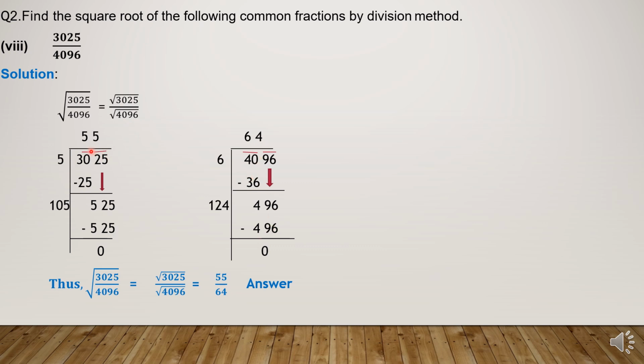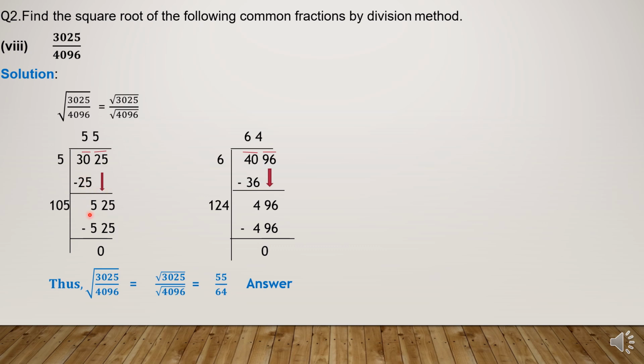How? First of all, we will make pairs from right to left. Then we will select a divisor. We will guess a divisor on our own, so that when we multiply it with itself, we get a product that is smaller than or equal to our first pair. So if we select 5, 5 5s are 25, 30 minus 25 is 5. The complete pair 25 will come down.